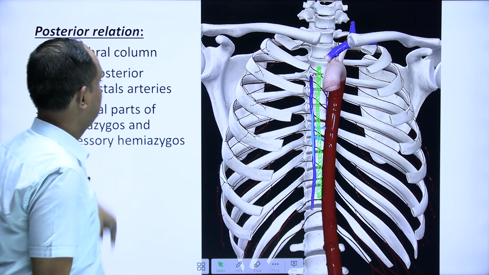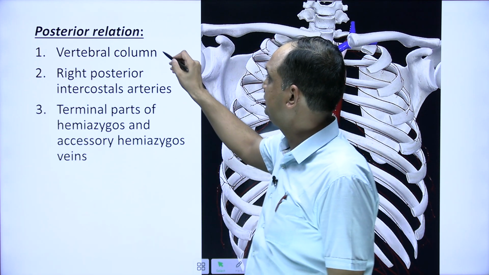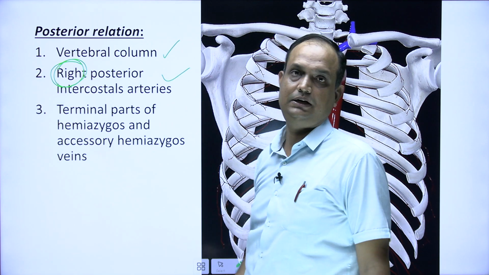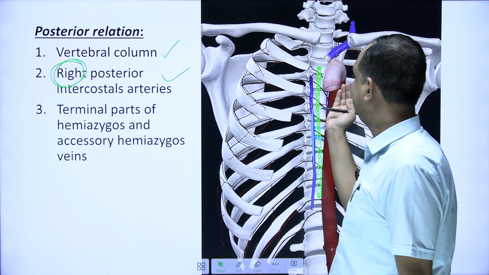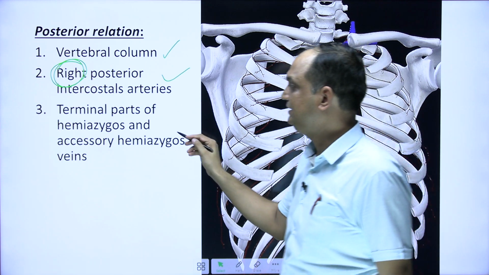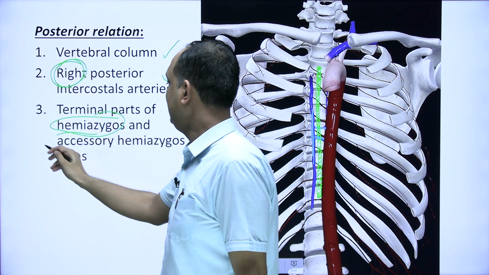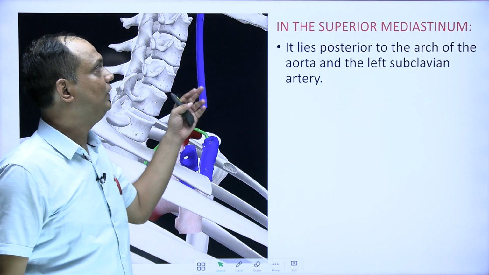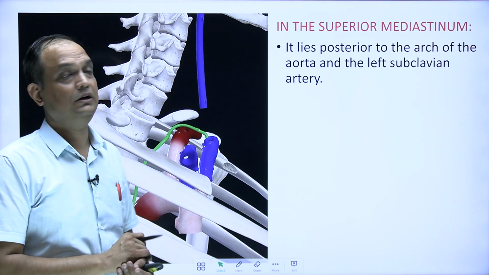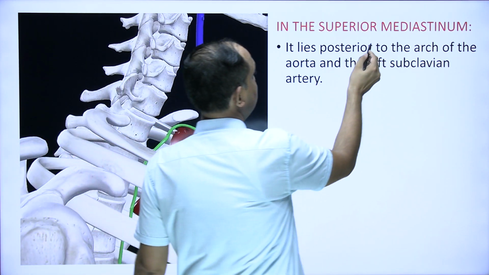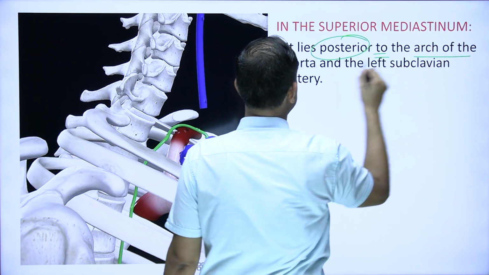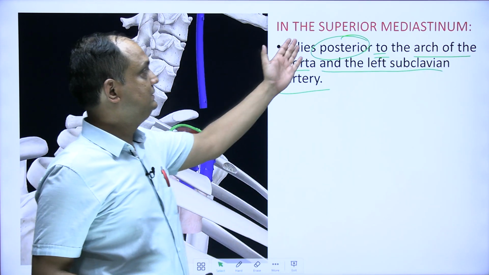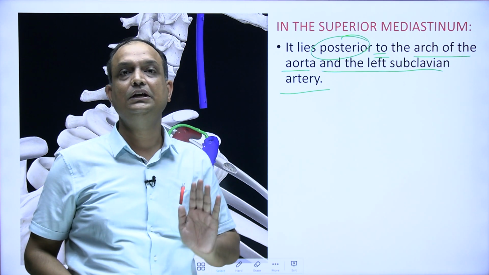So, when you are reading the posterior relations, the first relation is the vertebral column, the second is the right-sided posterior intercostal arteries. Clear? Why? Because the right-sided artery is crossing the midline, and then the terminal part of the hemiazygos and accessory hemiazygos veins. Clear? Now, what will happen in the superior mediastinum? In the superior mediastinum, it lies posterior to the arch of the aorta and the left subclavian artery, because it is still running along the posterior wall.